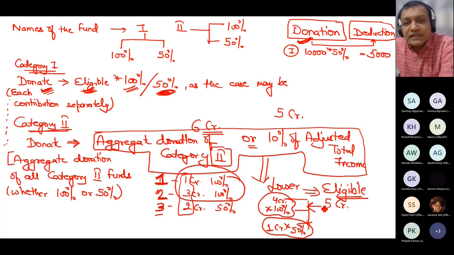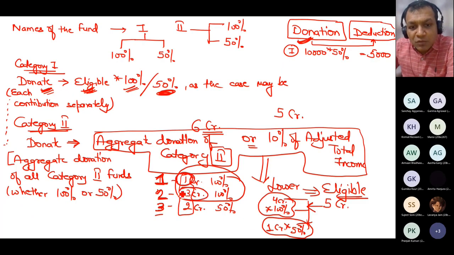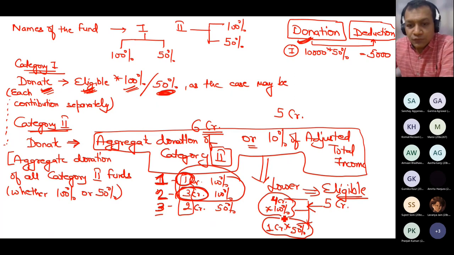So if 5 crore is the donated amount which is eligible, out of this, as a rational person, I will first utilize my 100%. For 100%, how much total have I donated? 1 plus 3, total 4 crore. So I will say to the department that out of 5 crore eligible donation, 4 crore is the donation where I was allowed 100%. So department says no issue. Out of 5 crore, 4 crore is your ATG, no problem.